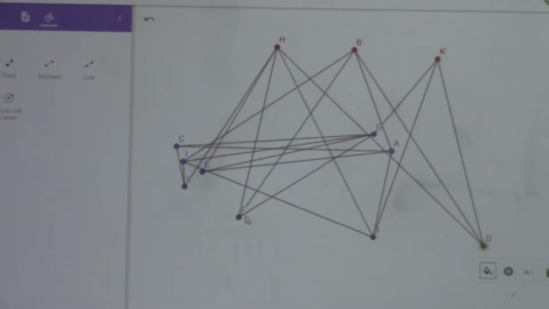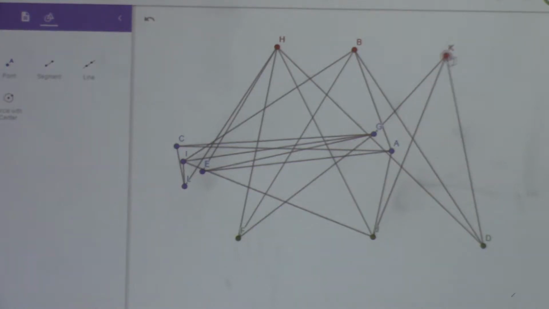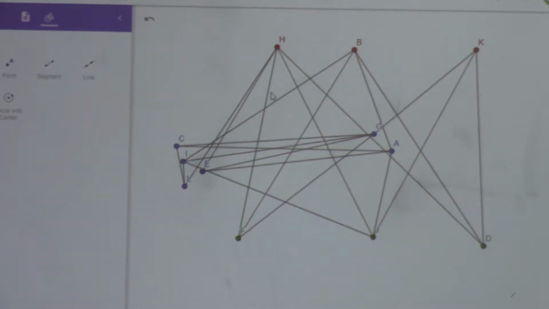What I've got here is a K3,3 hiding in plain sight for anyone to see. And what I'm now going to do is make this thick.